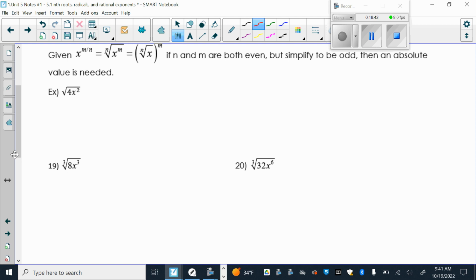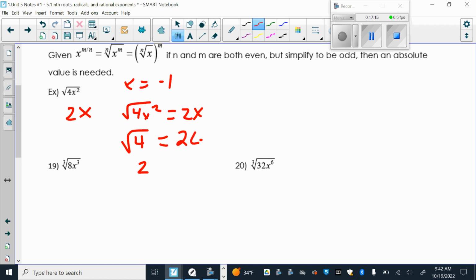And here's why. So the square root of 4x squared is 2x. But we don't know what x is. X could be positive, x could be negative, x could be 0. So if x were negative 1, and we say that the square root of 4x squared is equal to 2x, when we plug in negative 1, I get square root of 4, which is 2 on the left-hand side, but negative 2 on the right-hand side, and that ends up giving us a false statement.